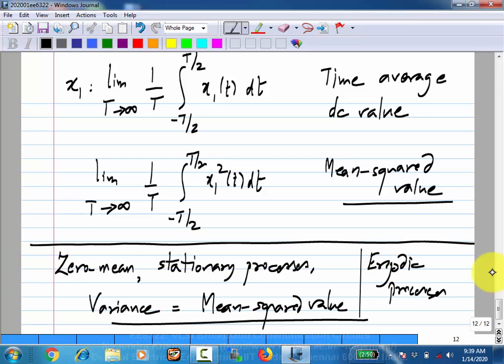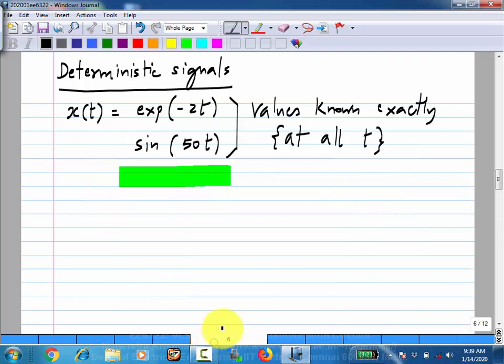Okay. Now again, we will encounter some processes that are not ergodic, but by and large we can assume this to be true. Like I said, in our case, firstly we will be dealing with zero mean random processes. So this ergodic process for us in practice means that the variance is the same as the mean squared value that you calculate across time. Okay. Is this fine?